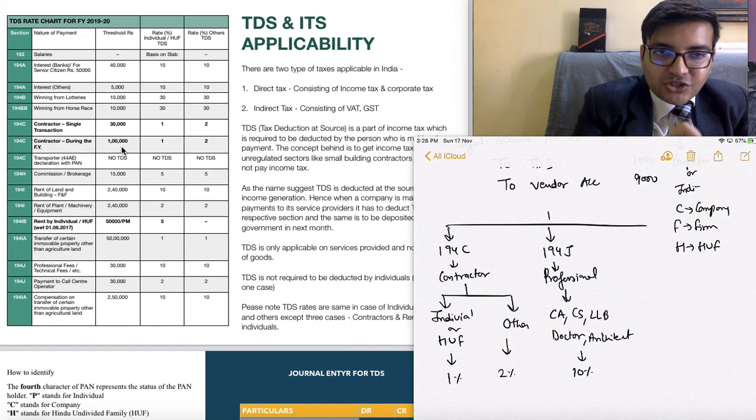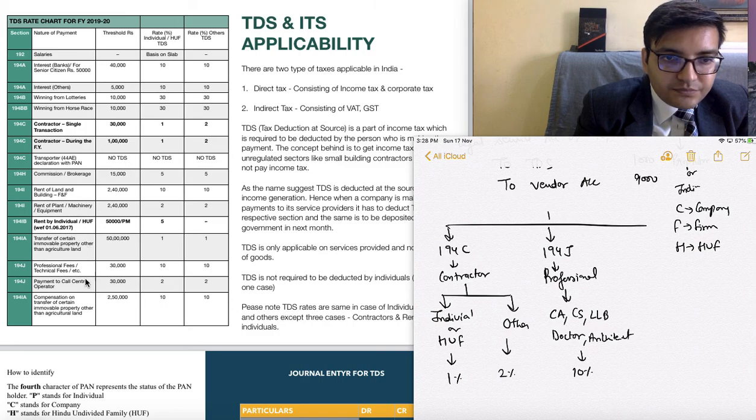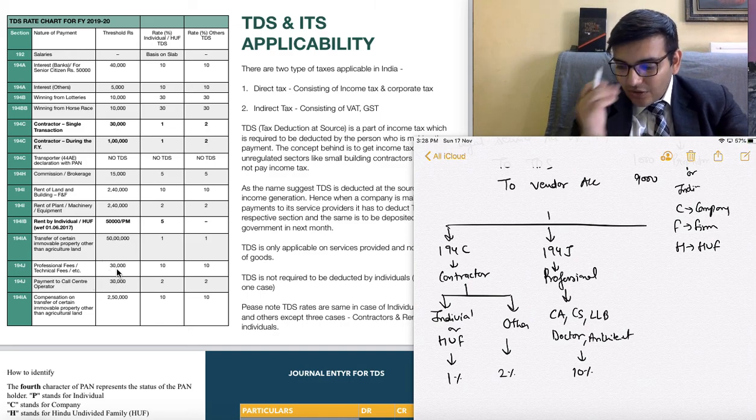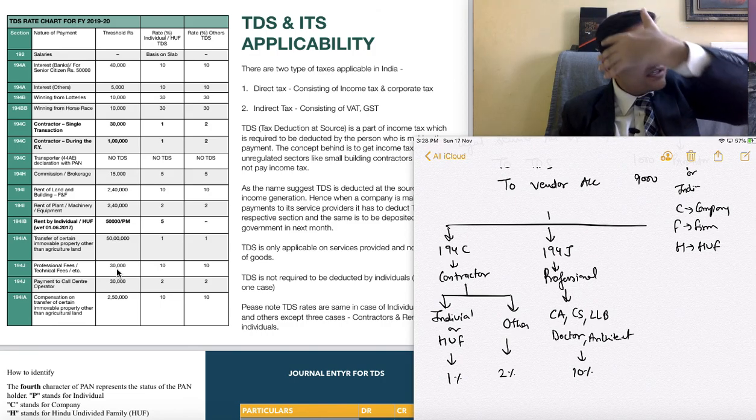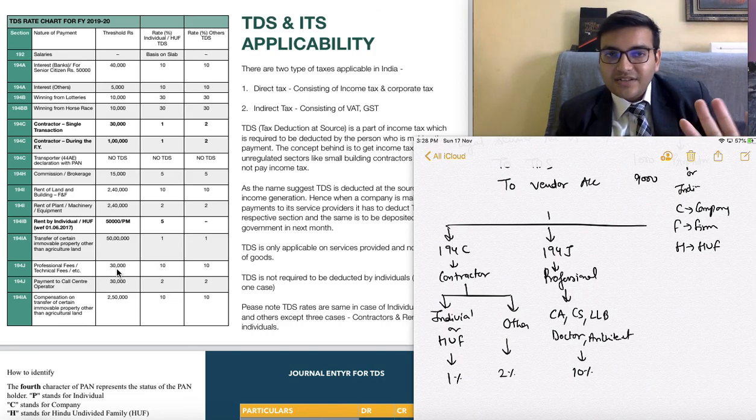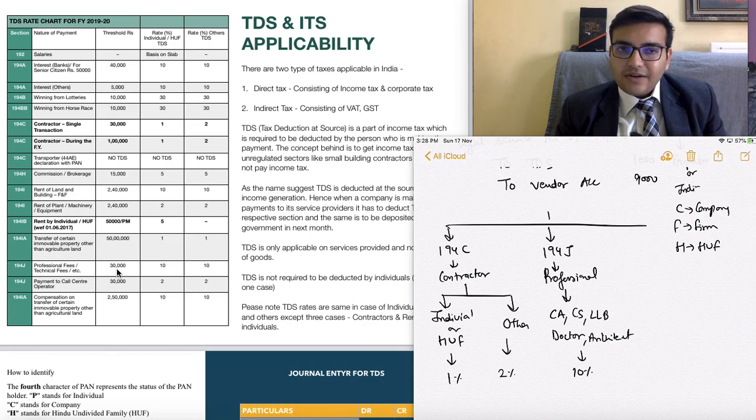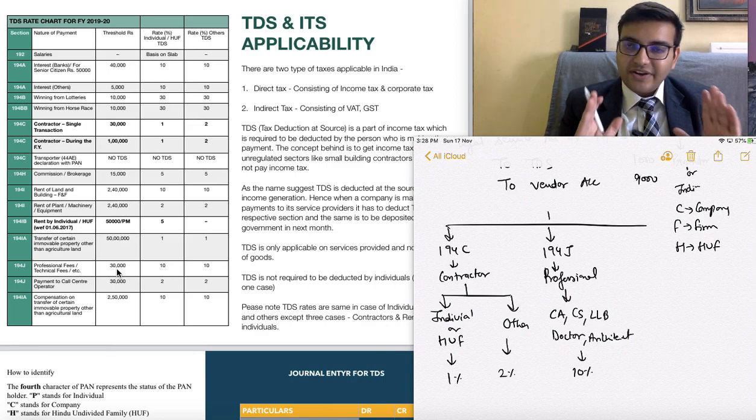Now in case of professionals, what is the limit? If you see here, where it is, salaries, interest, laundry, contractor, commission, rent, professional, here it is 30,000 limit. Okay, so rate would be 10%. There are no two rates, only two rates are there only in case of contractors. Everywhere else the rate remains the same, there is no distinction.